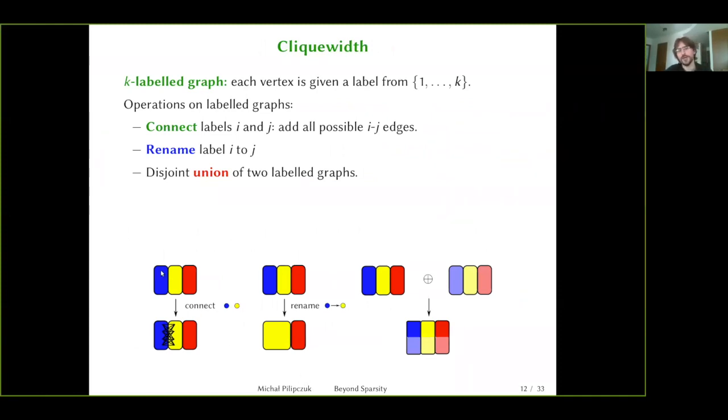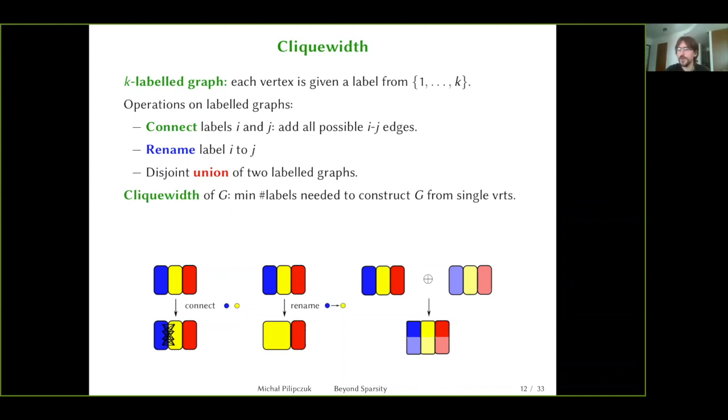For instance, I can take two labels, say the blue label and the red or yellow label, and put all possible edges between them. I can also do renaming. So for instance, I can merge the yellow and the blue label. And I can take the disjoint union of two labeled graphs. And in this way, you can construct larger and larger graphs.